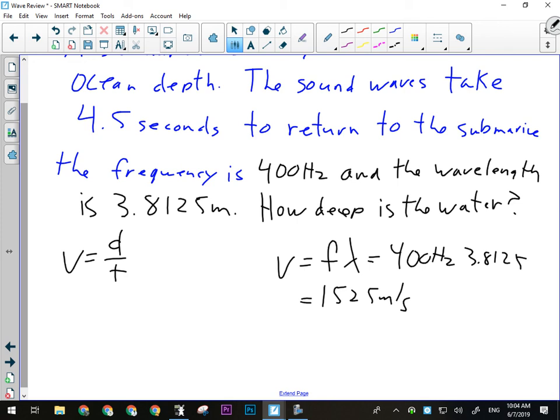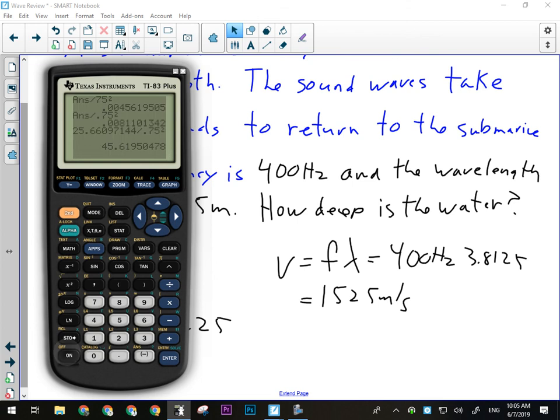Now that I've got v, I can solve for the depth, except what do I have to remember about an echo? Right, it traveled there and back in 4.5 seconds. I only want to know how far it is to the ocean floor. So I either solve for d there and back and divide it by 2, or I just divide the time by 2 right now. Either way will get you the right answer. I'm going to divide the time by 2 right off, so I'm going to say 1525 times 2.25 seconds. That'll give me the depth of the ocean.